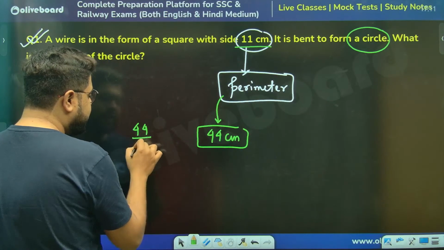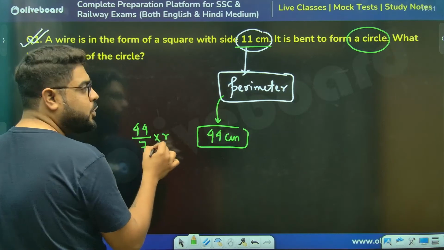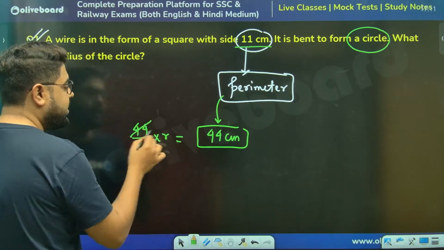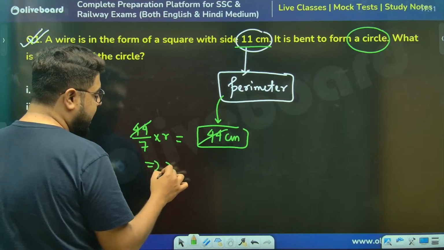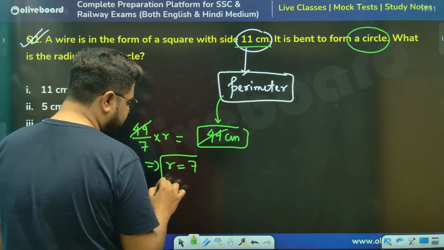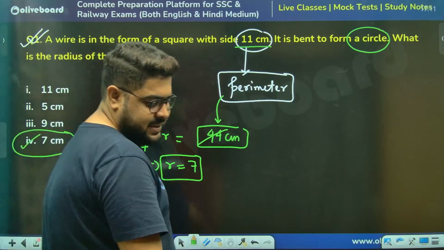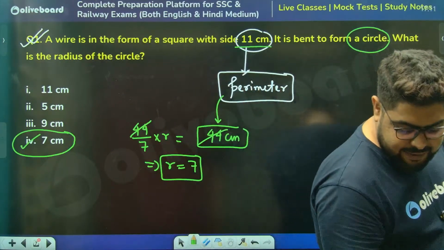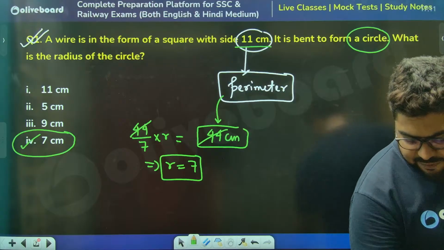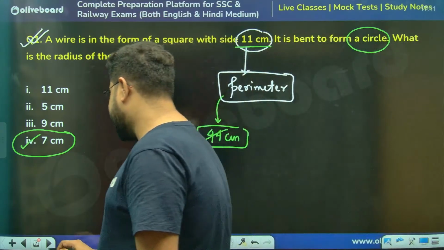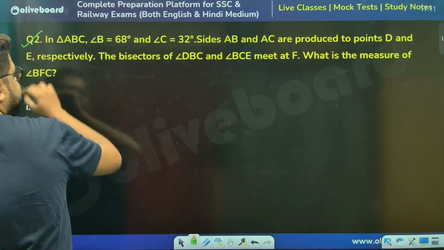2 pi r means 44 by 7 into r. 2 pi is 44 by 7. So there you can find the value of r. 44 gone. r is equal to 7. Very simple question. Option number 4, 7 is your correct answer. Very simple. Next one. Geometry question.